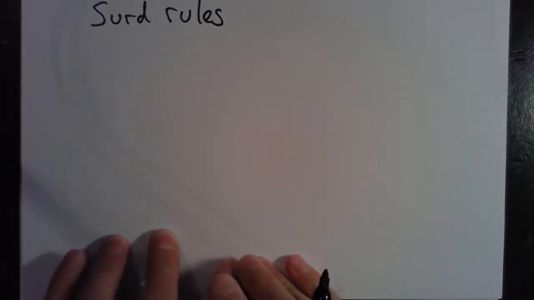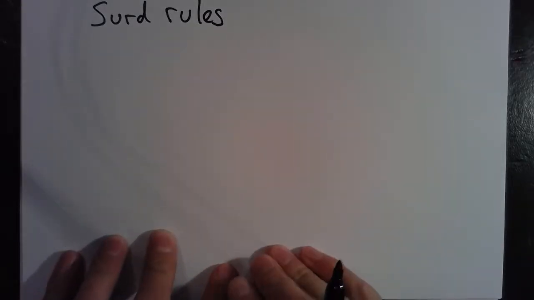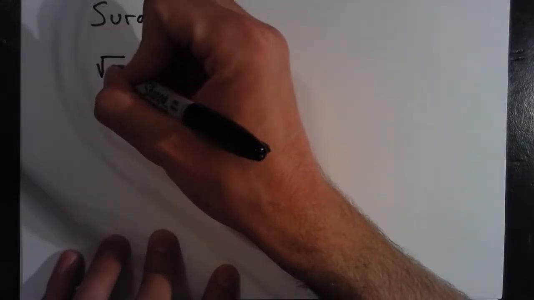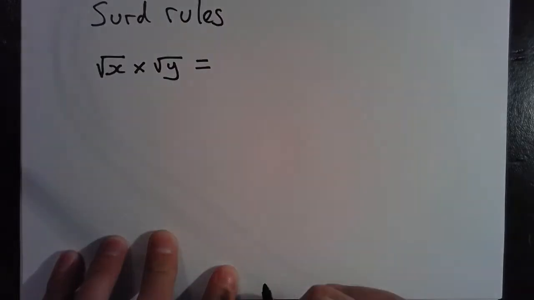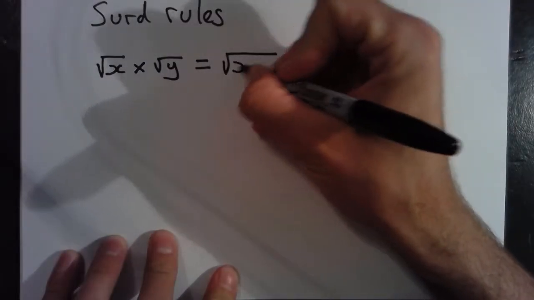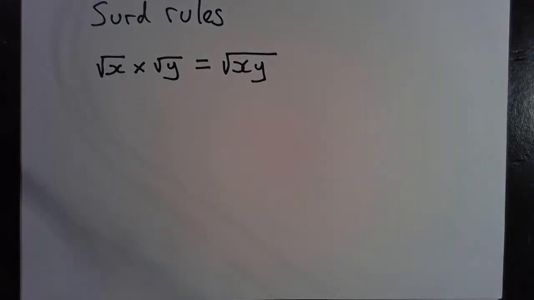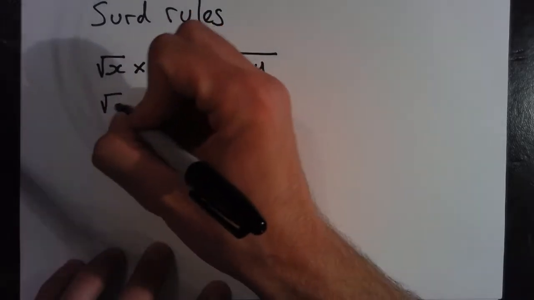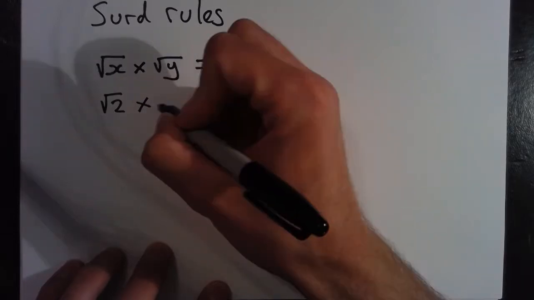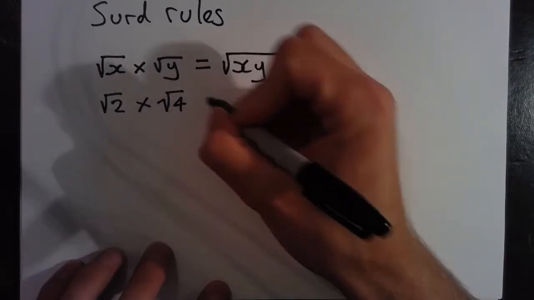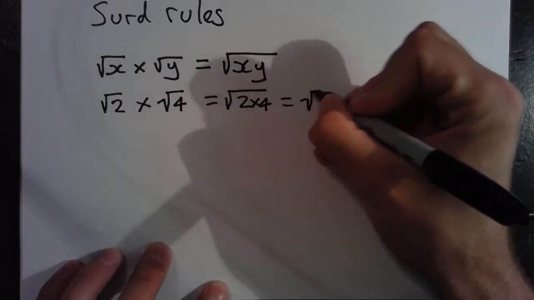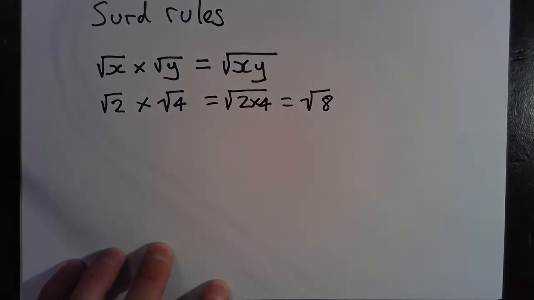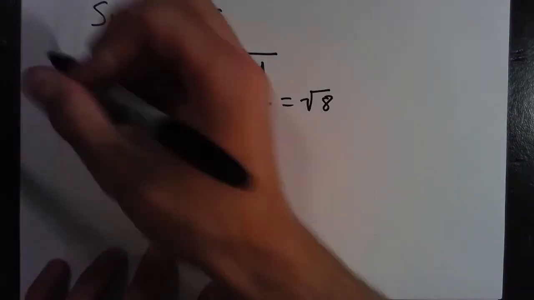Okie dokie. So the first rule is about how we multiply surds together. If we have something like the square root of x multiplied by the square root of y, that is exactly the same as saying the square root of x multiplied by y. So for example, if we had the square root of 2 multiplied by the square root of 4, that is the same as saying the square root of 2 multiplied by 4, which of course is the square root of 8.